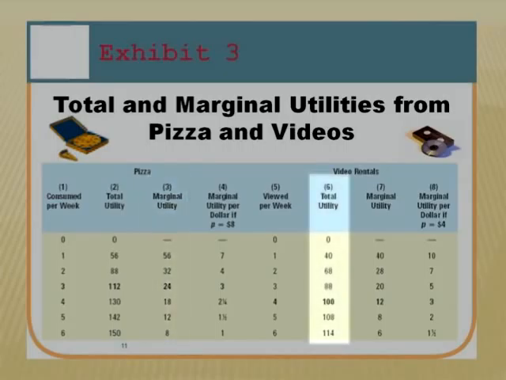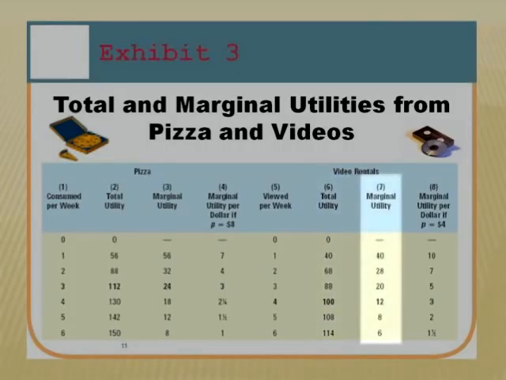We've got the same thing over here for videos, and so the total utility for the first video is 40, then 68, then 88, then 100, 108, 114. The addition of the first video is an additional 40 units of satisfaction. The additional second video is 28 units, 20 units, 12 units, 8 units, and 6.